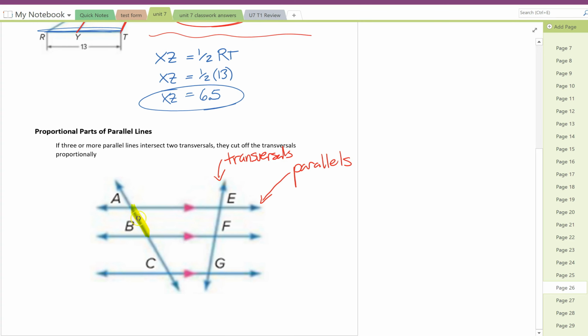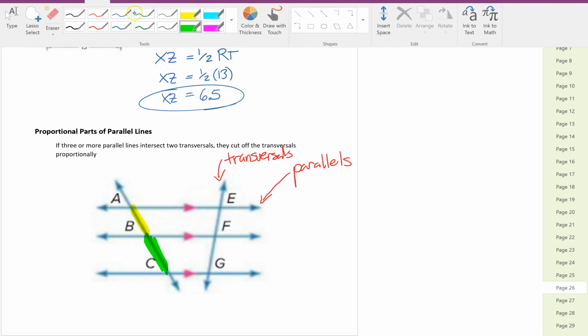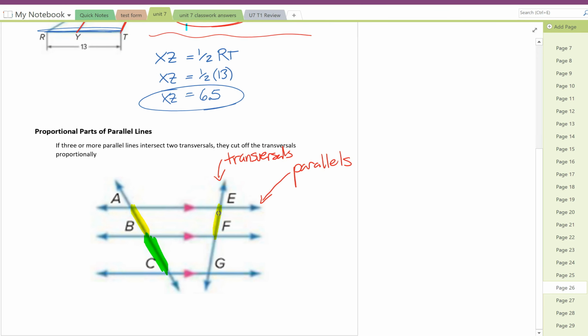So in other words, the ratio between AB and BC is going to be the same as the ratio between EF and FG. So just to write it out for you, the ratio between BC and AB is going to be the same as the ratio between FG and EF.